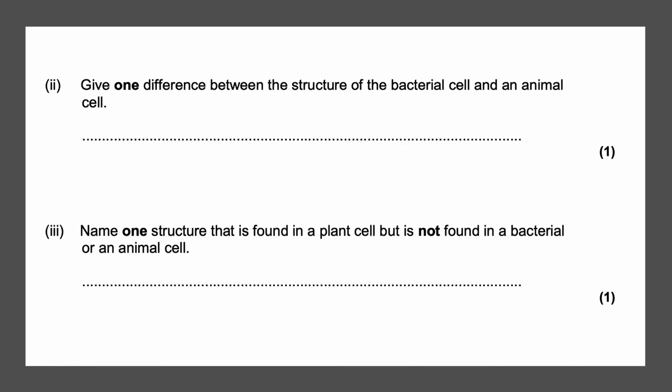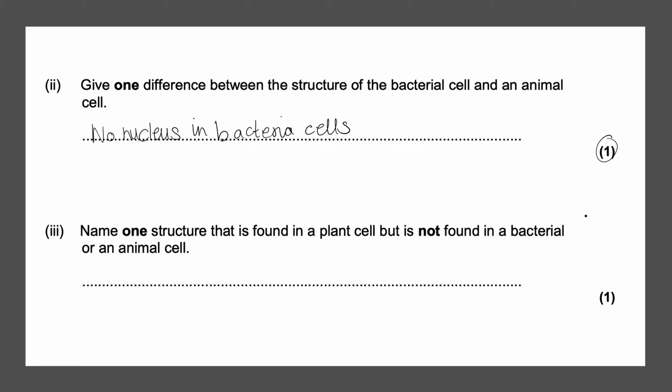Next question, give one difference between the structure of the bacterial cell and an animal cell. Well, a bacterial cell has a cell wall and an animal cell doesn't have one. Bacterial cells don't have a nucleus or mitochondria, so you can state any of those reasons. So we can just say no nucleus in bacteria cells, that will give you your 1 mark.